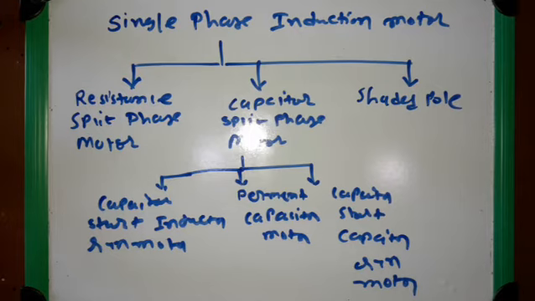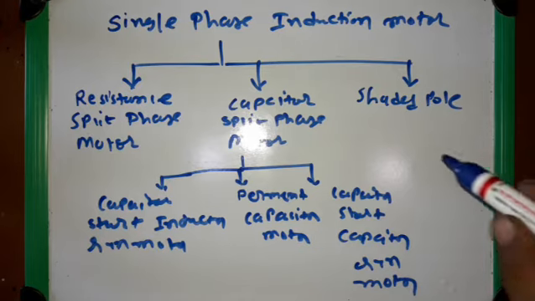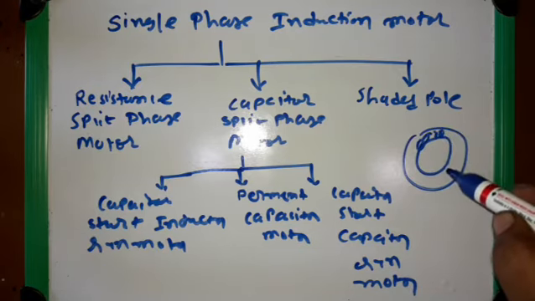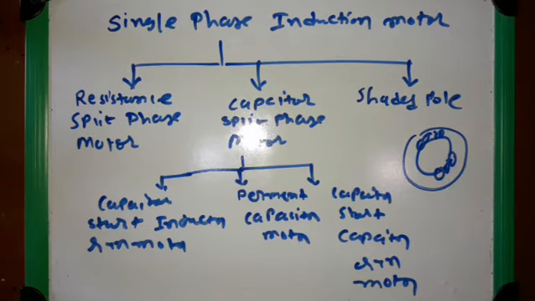In resistance split phase motor, in the stator there are two windings. One is called the running winding and one is called the starting winding. It's also called an auxiliary winding. The starting winding has high resistance and low reactance, whereas the running winding has low resistance and high inductive reactance.